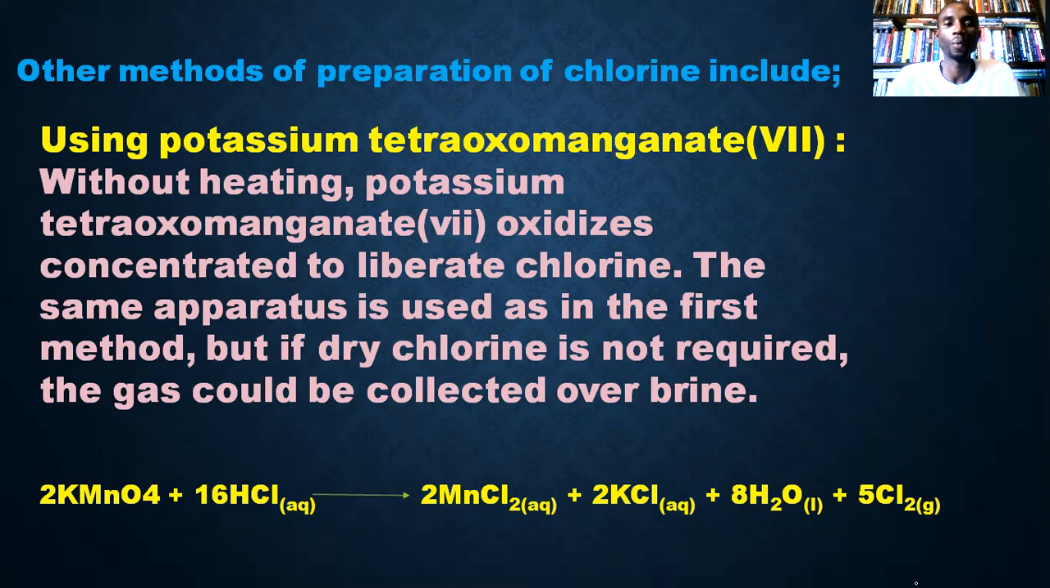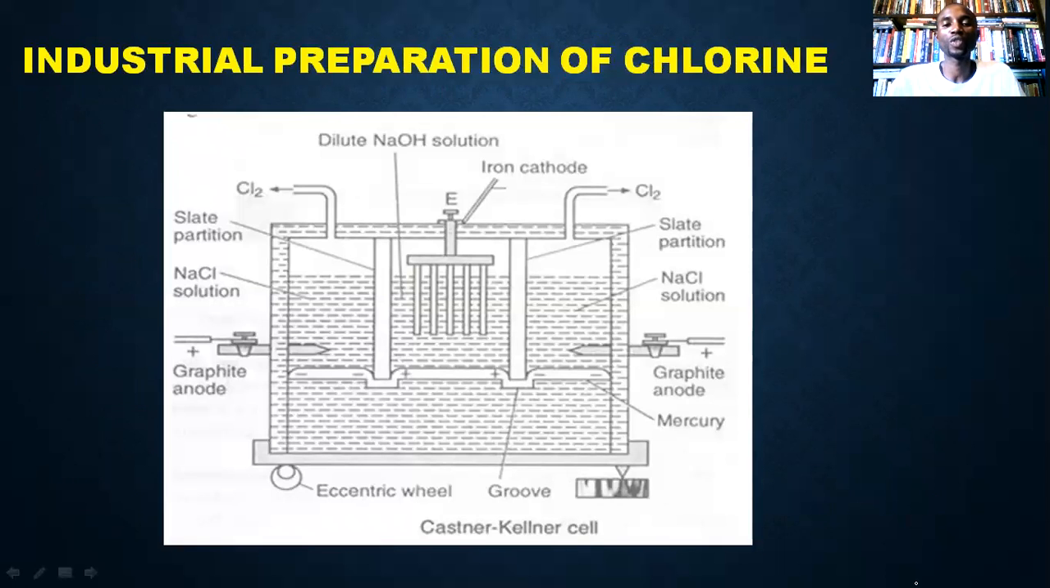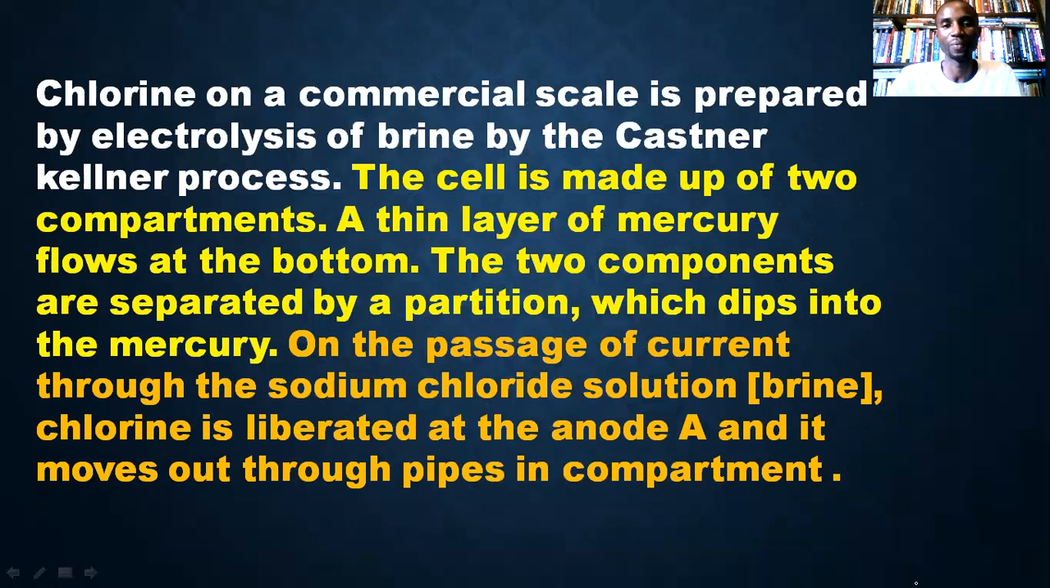All right, but industrially, in the industry, chlorine is produced using a different setup and in a different way, because it is produced on a larger scale. Now look at the setup that is being used and how it is being done. It is prepared by electrolysis of brine by the use of the Castner process.